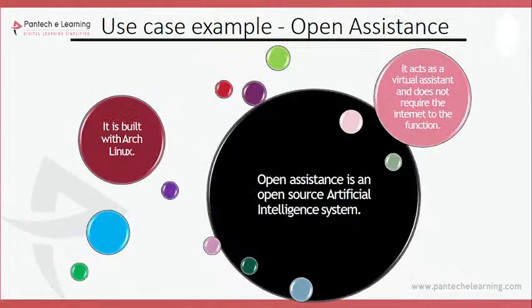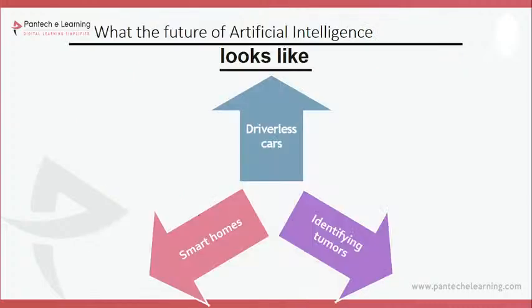A use case example is Open Assistant. It is built with Arch Linux, and we also use Python. It acts as a virtual assistant and does not require the internet to function. Open Assistant is open source artificial intelligence. So what does the future of artificial intelligence look like? Driverless cars, identifying tumors, smart homes, and predicting the stock markets. These are some of the future applications of artificial intelligence.